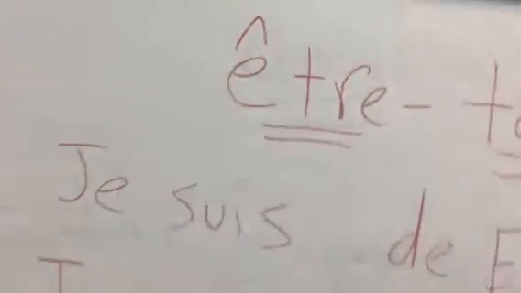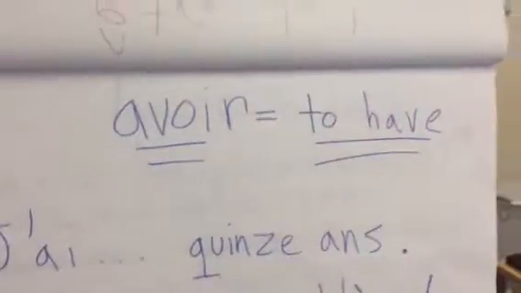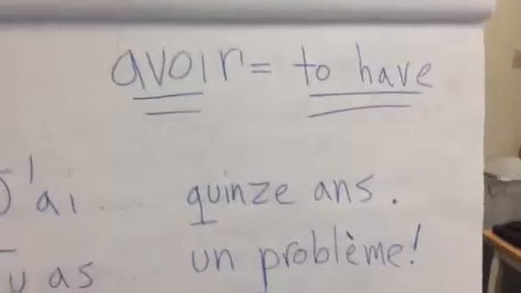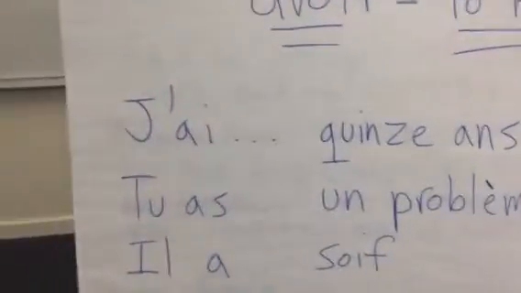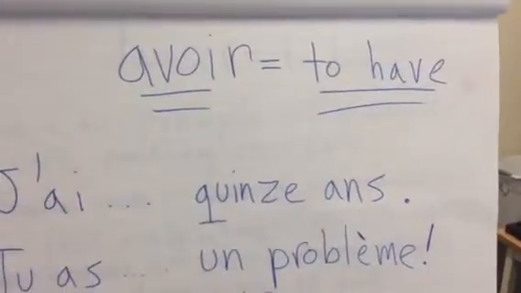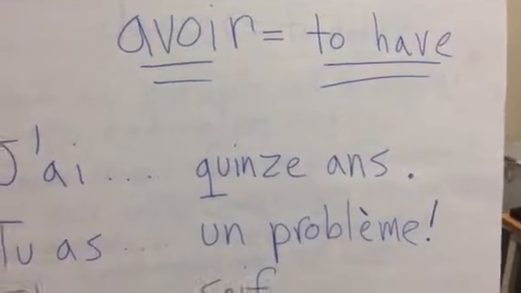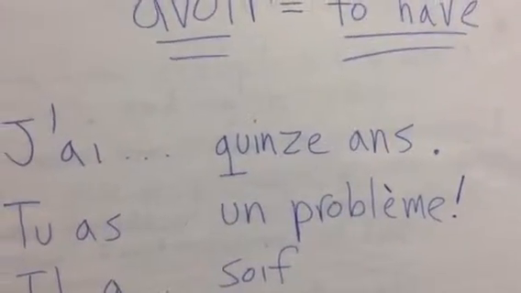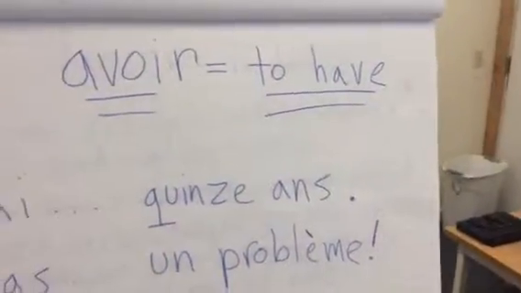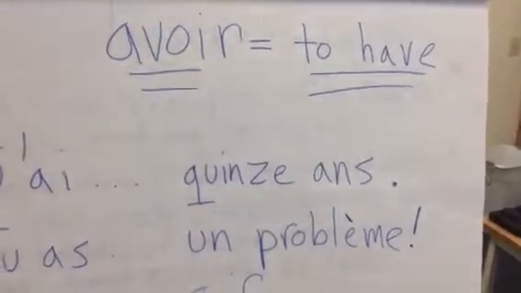We also have another really important verb. It's the verb avoir, to have. Everybody's interested in what we are and what we have. So, let's take a look at the forms. Again, we have to conjugate. It has forms. I have, you have, he has. Things change in English. Verbs change depending on who's having.